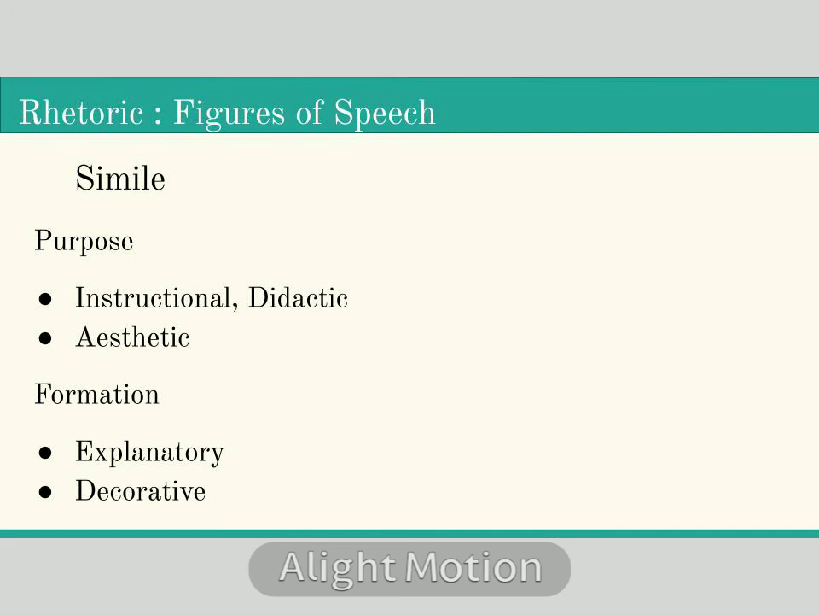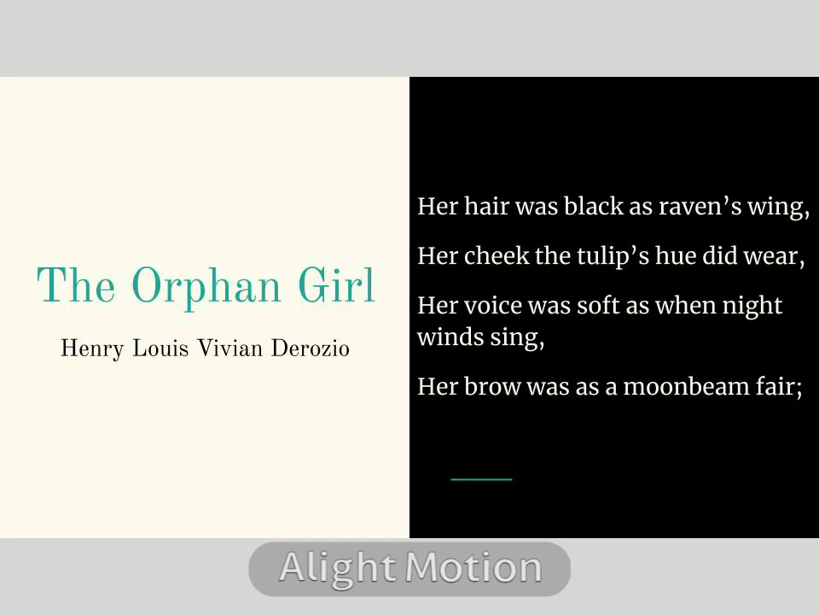Simile, for example. Okay, now let us take a look at a few different poems where simile has been used. These lines are from Henry Louis Vivian Derozio's poem titled The Orphan Girl. And these are the first few lines. They read, "Her hair was black as a raven's wing, her cheek the tulip's hue did wear, her voice was soft as when night winds sing, her brow was as a moonbeam fair."